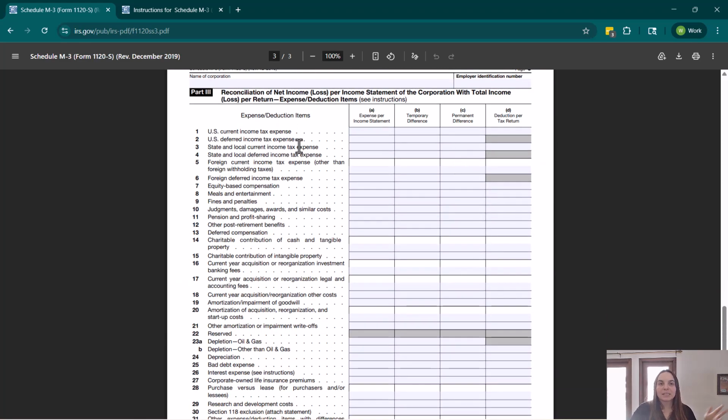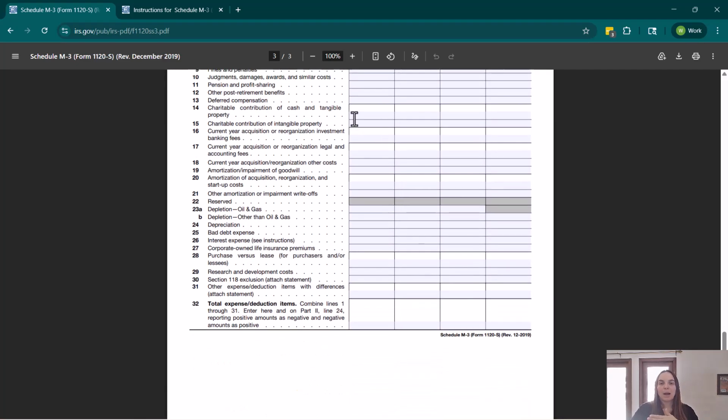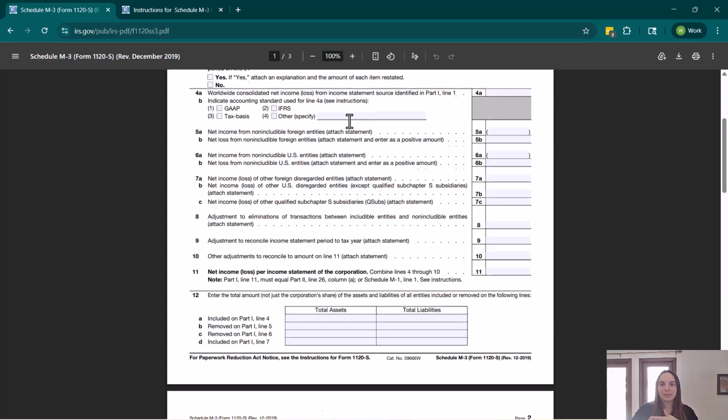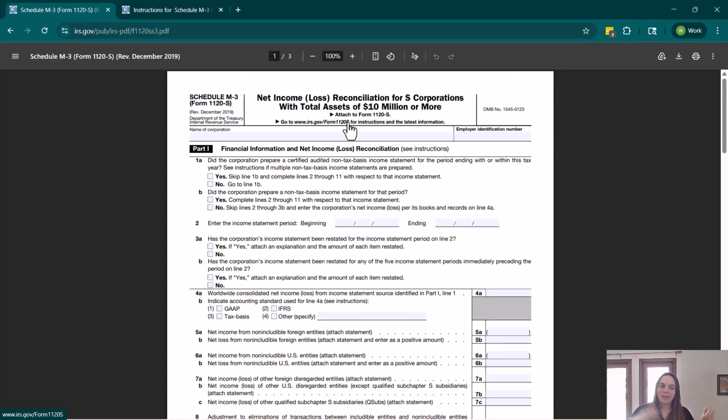So then part three is for expense or deduction items. Okay, same thing, those four columns. Now, why would your books be different than your tax return? And what is the deal with the temporary and permanent differences?